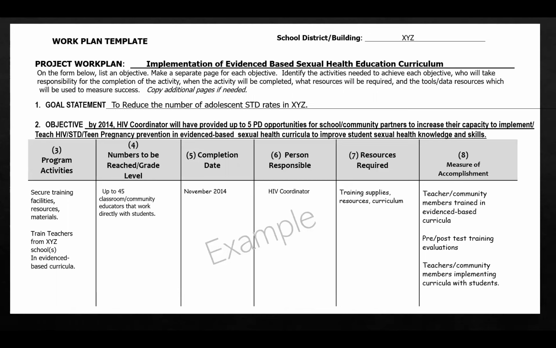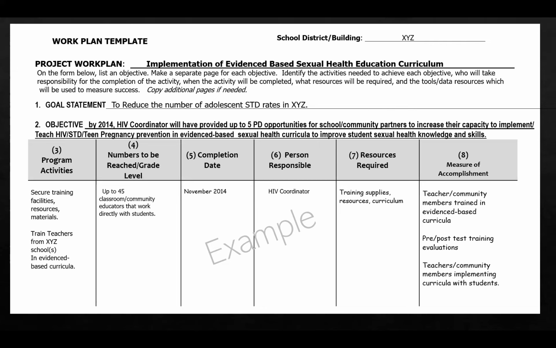So the implementation of evidence-based sexual health education curriculum was the work plan title. The goal statement was to reduce the number of adolescent STD rates. The objective was to provide professional development opportunities. And so here are some of the program activities. These are not all of them, but here's some to give you an example. So one of the activities would be to secure a training facility, resources and materials in order to do a workshop, and then train teachers from XYZ schools in an evidence-based curriculum. So there's two activities right there.